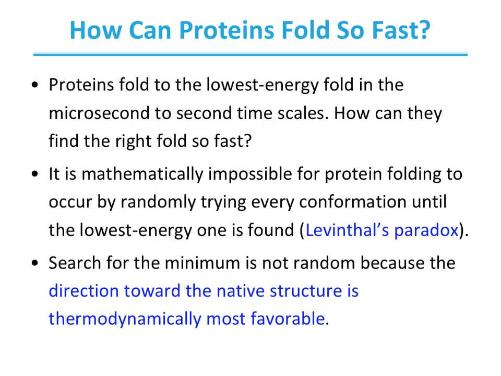Proteins fold to the lowest energy fold in the microsecond to second timescales, but how can they find the right fold so fast? It's mathematically impossible for protein folding to occur by randomly trying every conformation until the lowest energy one is found. This is known as Levinthal's paradox. If this was the case, it would take thousands of years for proteins to find their most energetically stable fold. Therefore, the search for the minimum is not random.